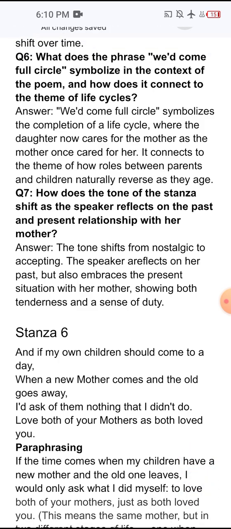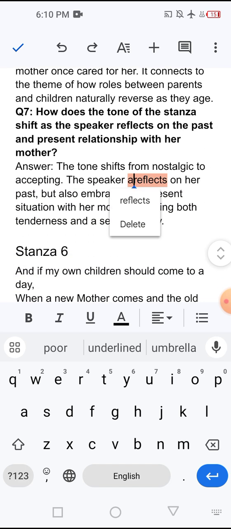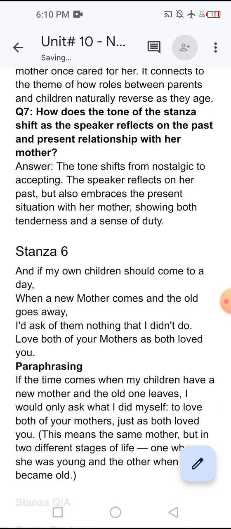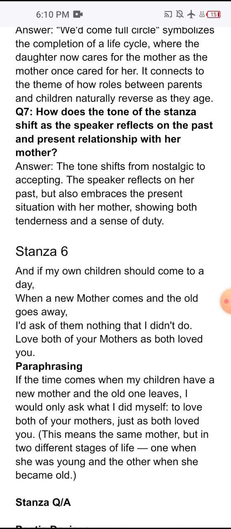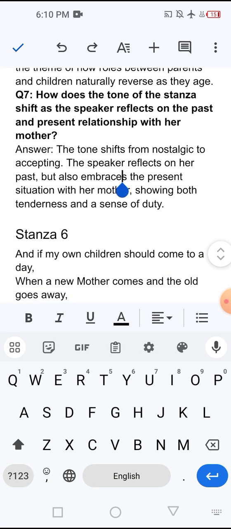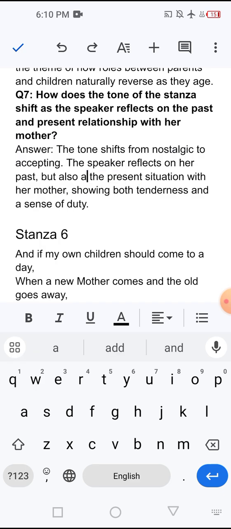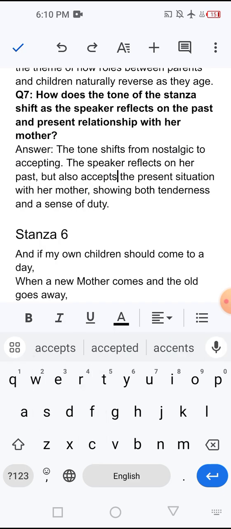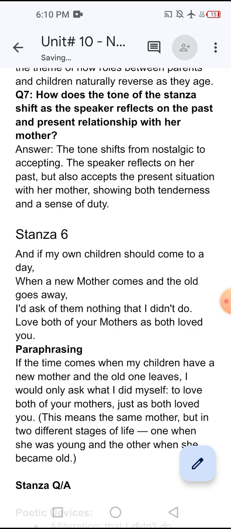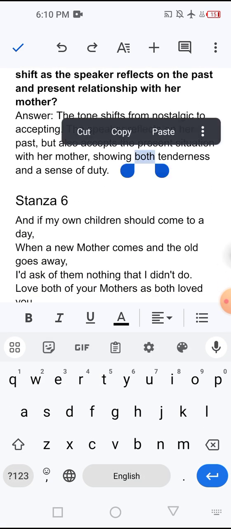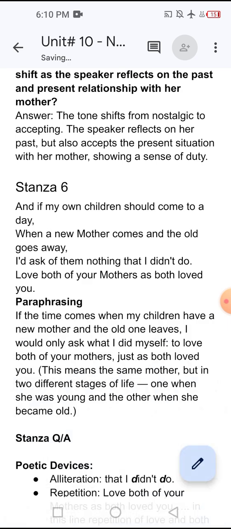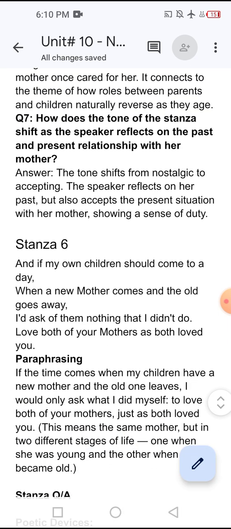Let's correct the spelling. The speaker reflects on her past, but also embraces. You can also write accept, but also accepts. Embraces is also correct. Embraces means kabul karna, and you can also write accepts. Both are correct. The present situation with her mother, showing both tenderness and a sense of duty. In order to make it easy, you can also write showing a sense of duty. Now it's easier for you, and comparatively better.